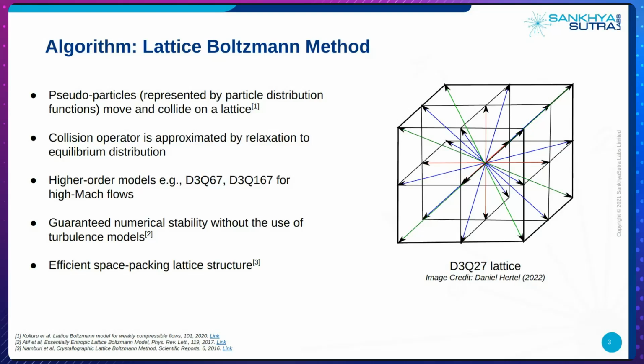The distinguishing characteristic of our solver is that we guarantee numerical stability without the use of approximations or turbulence models. And we make use of the crystallographic Lattice-Boltzmann method, which factors in an efficient space packing lattice structure, also known as a BCC structure. I'll go through that a little more in the consequent slides. If you want to refer to any of these particular concepts, the references are available at the bottom left of the screen in this particular slide.